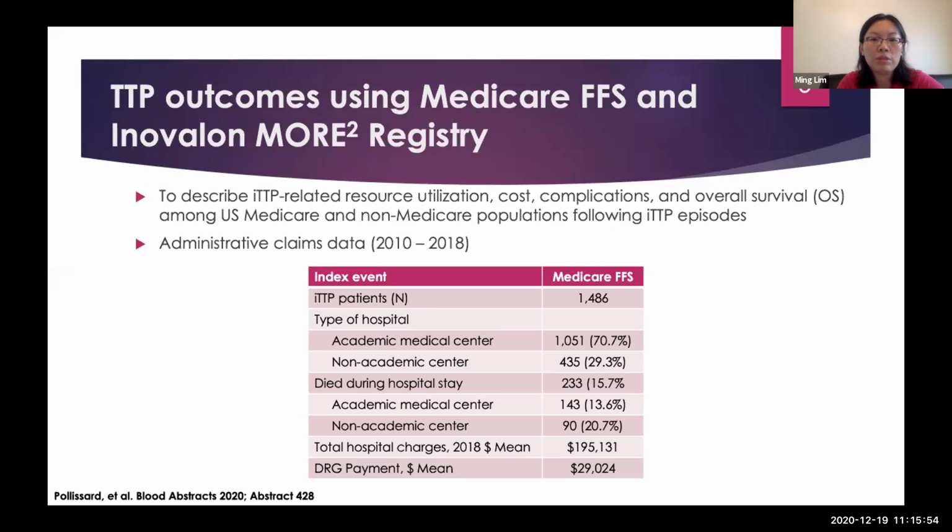So they looked from 2010 to 2018, and just looking at the Medicare fee-for-service alone, there were about 1,500 patients. About 70% were treated at academic medical centers, and about 30% at non-academic centers. The overall inpatient mortality was about 15%, and it was actually higher at non-academic centers. I found it interesting that they were able to calculate the cost utilization, where one inpatient stay for TTP amounted to almost $200,000, but the DRG payment is only $30,000.